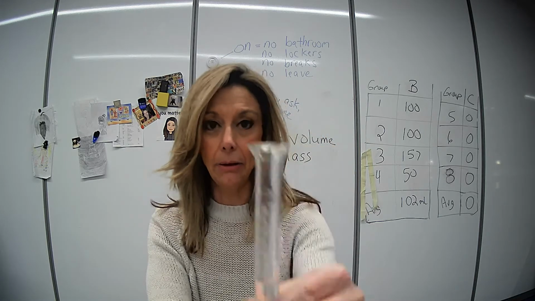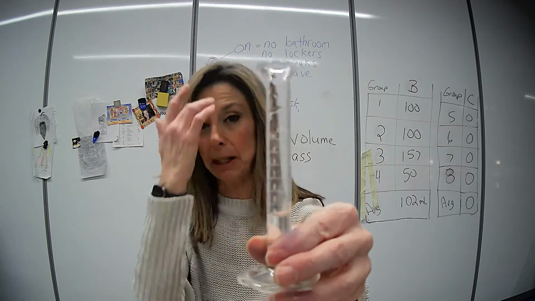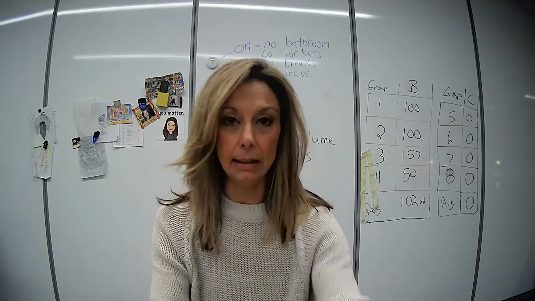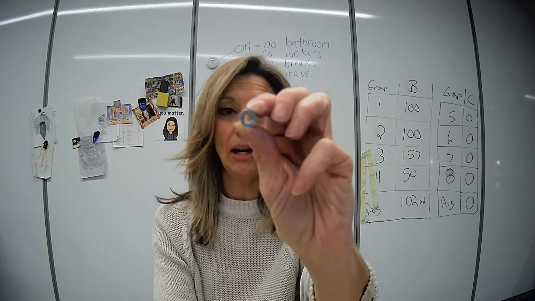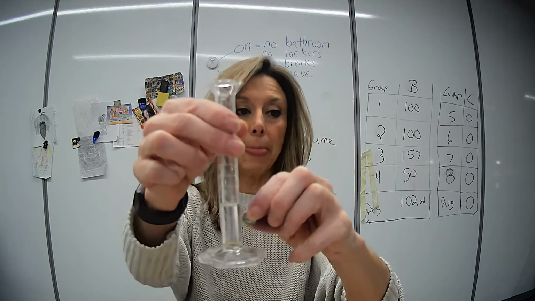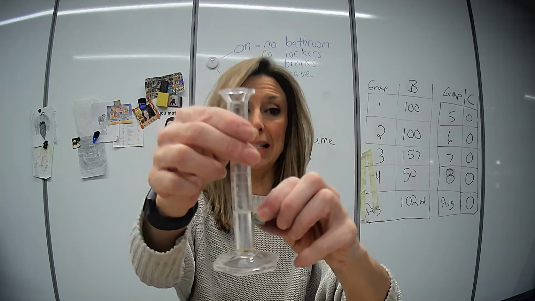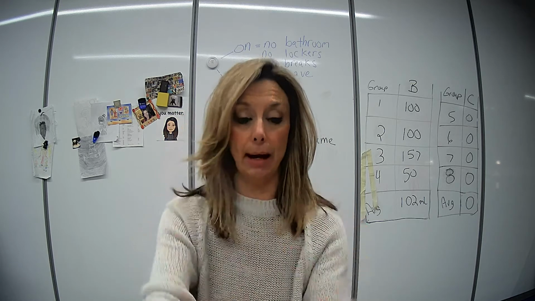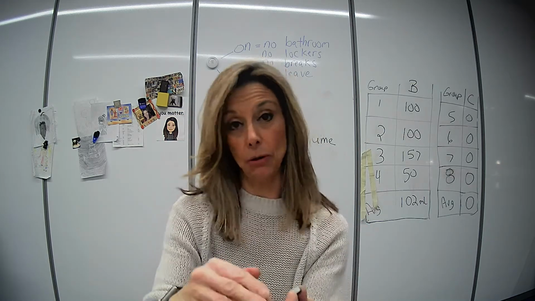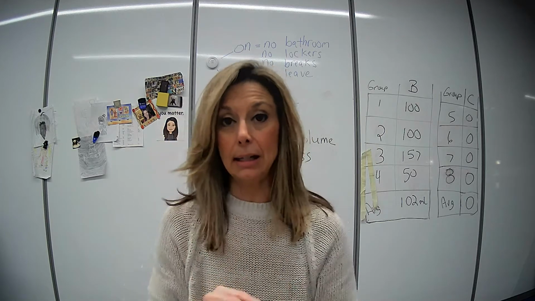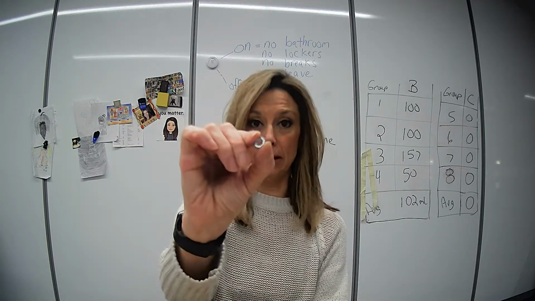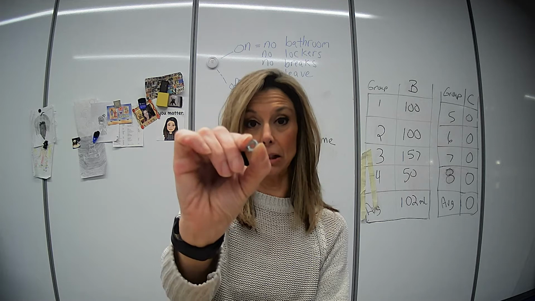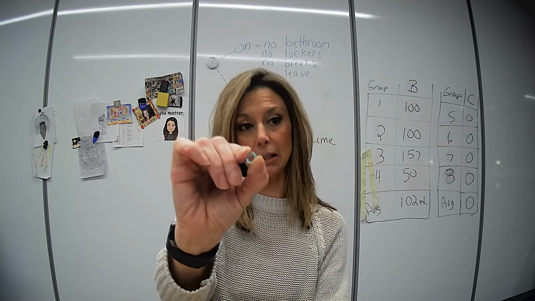So instead, another way to figure out volume is water displacement. So we know that this takes up a certain amount of space. If I place it in water, it's going to take up the space inside the water. It's going to cause the water to rise. Okay? And whatever the amount the water rises is the amount that this is in milliliters, because that's the amount of space it takes up.